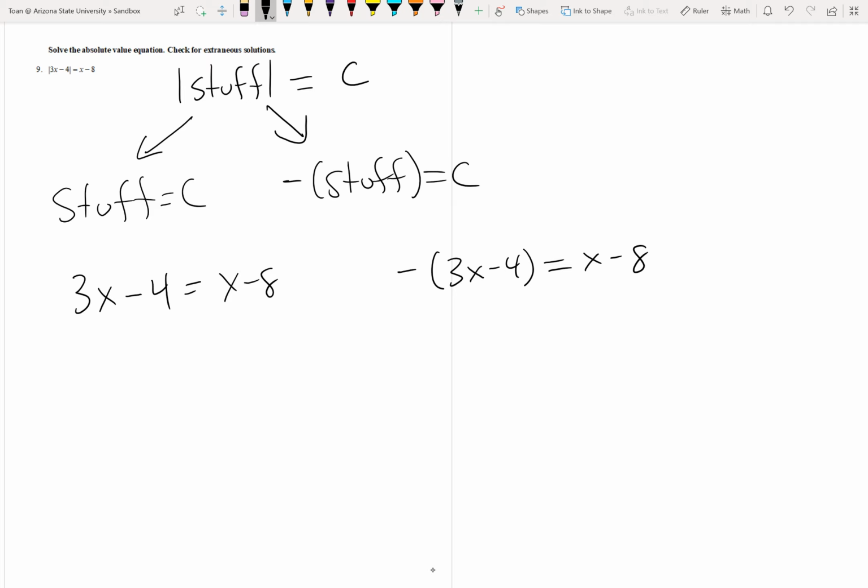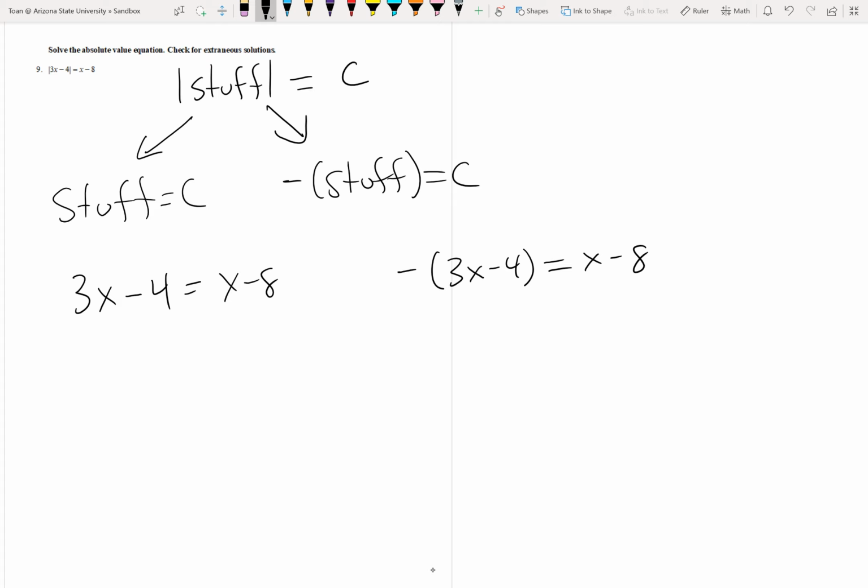I won't go into great detail about how to solve linear equations. I'm assuming after going through problems 1 through 8, we're sort of good with it. So if you need assistance with solving linear equations, go ahead and watch the problems for questions 1 through 8.